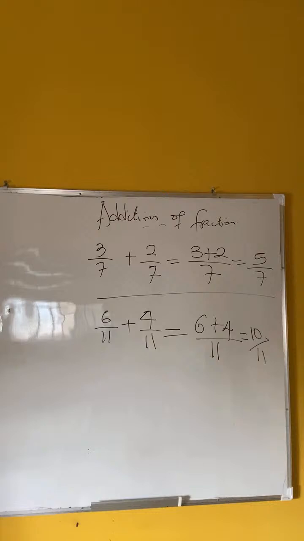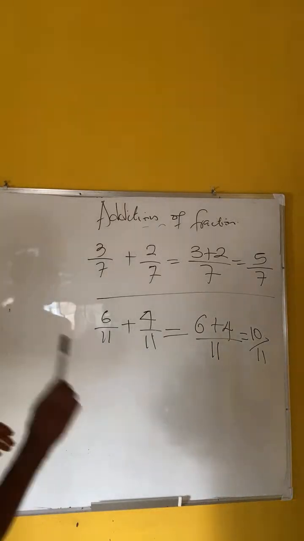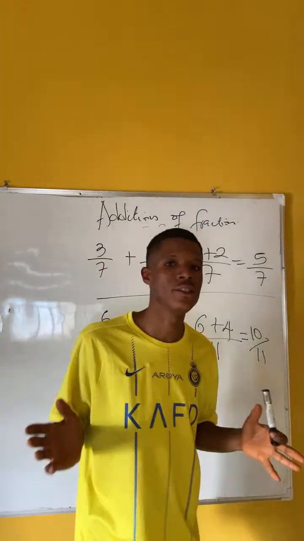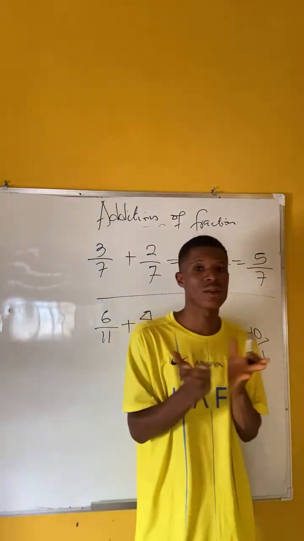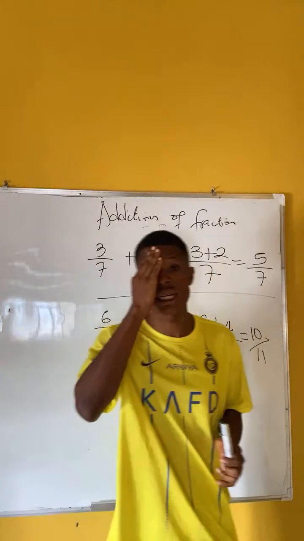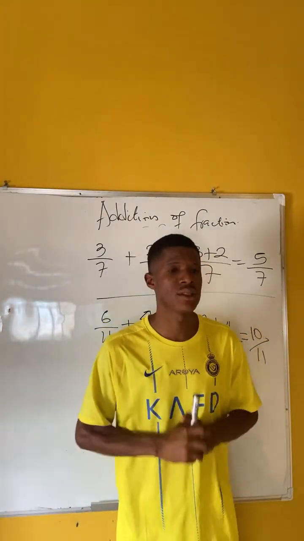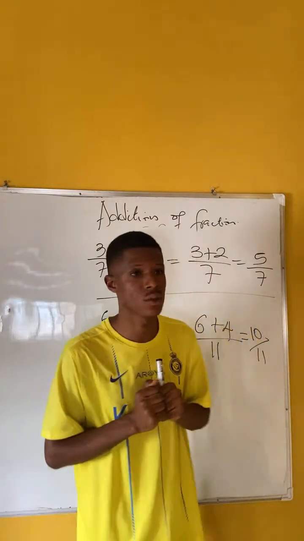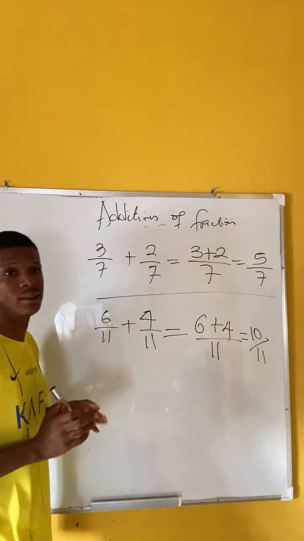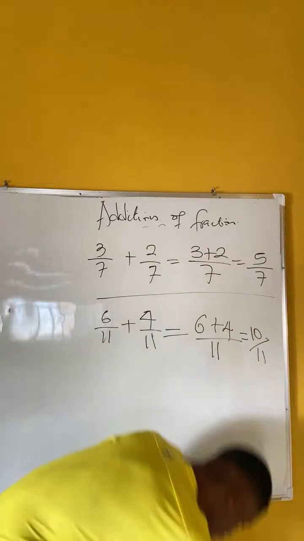This is how we add two fractions together. Once you are doing it, all you have to do is just add the numerators. Whenever you add the numerators, you are done. So when adding fractions and you notice that the fractions have the same denominators, all you have to do is just to do what? Add the numerators, as I've just done.